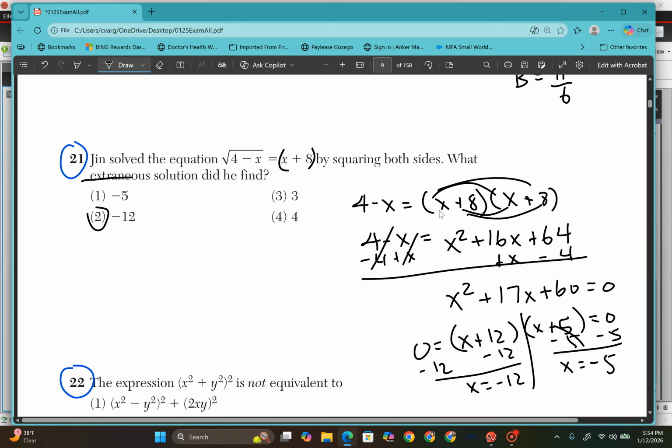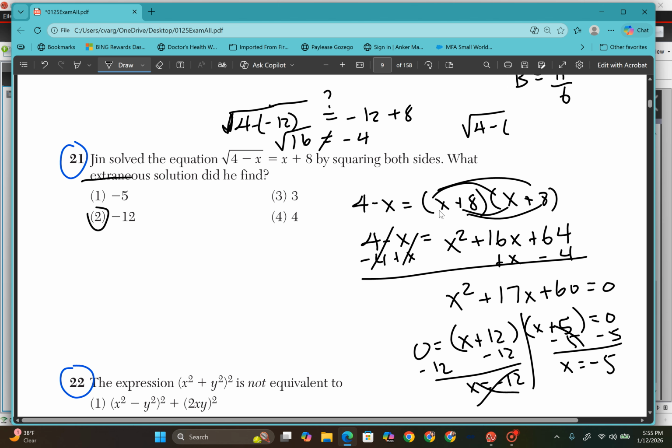Okay, let's do it. So square root of 4 minus, and then let's plug in negative 12. I'll show you that this does not work. Does this equal negative 12 plus 8? Okay, so 4 plus 12 is the square root of 16. Is the square root of 16 the same thing as negative 4? Square root of 16 is 4. Does 4 equal negative 4? It does not. So the negative 12 does not work. Negative 5 does work, and you can check that, okay? But square root of 4 minus negative 5, does this equal the same thing as negative 5 plus 8?